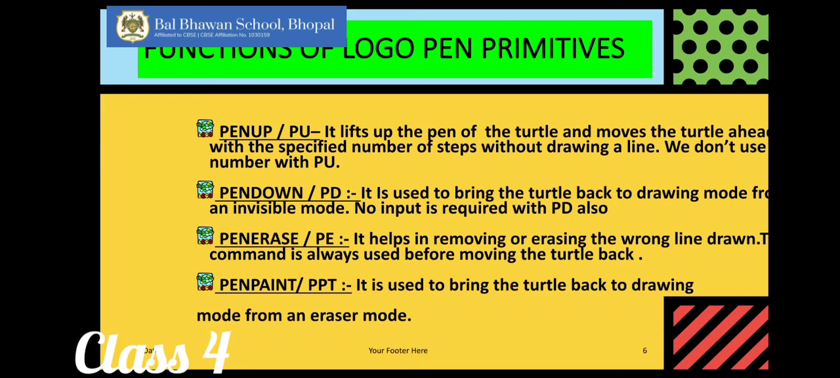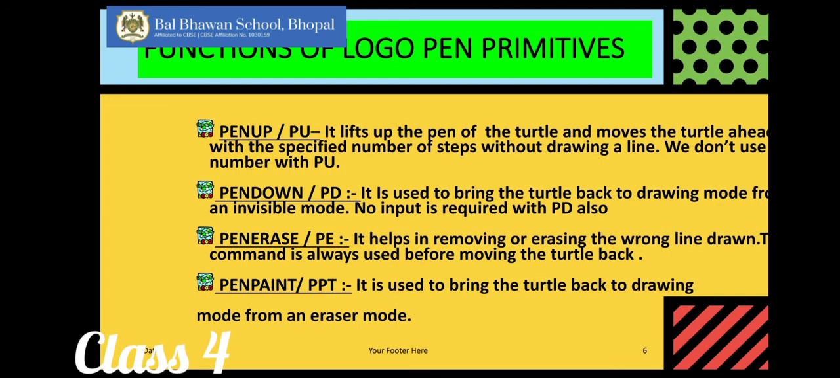Pen up lifts up the pen of the turtle and moves the turtle ahead with the specified number of steps without drawing a line. We don't use any number with PU. In simple language, PU helps the turtle to draw an invisible line. That means the turtle will move forward, but that line will not be visible to us.